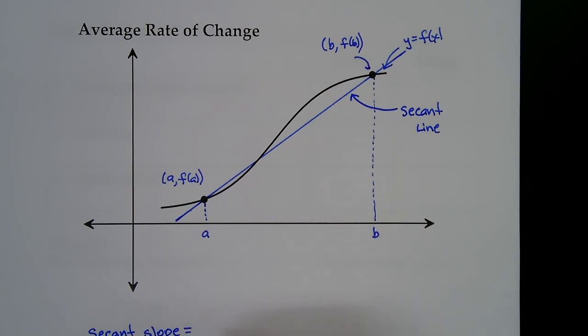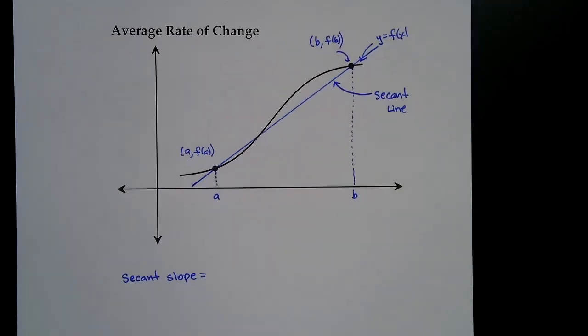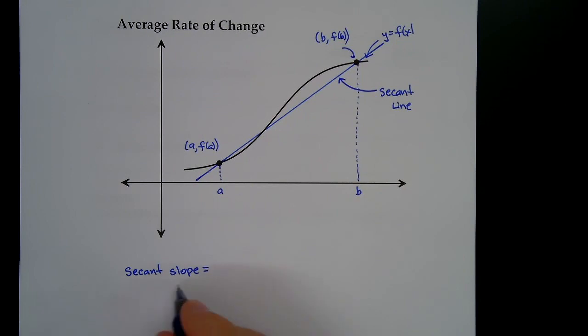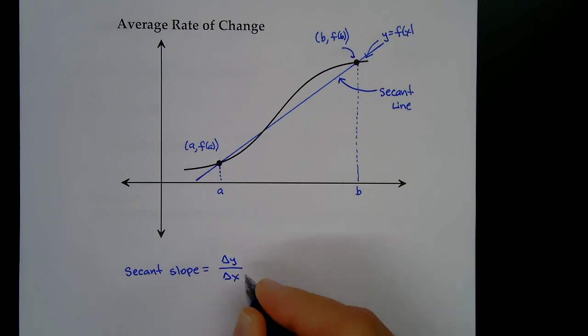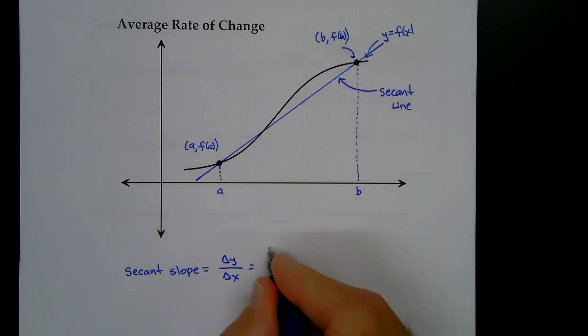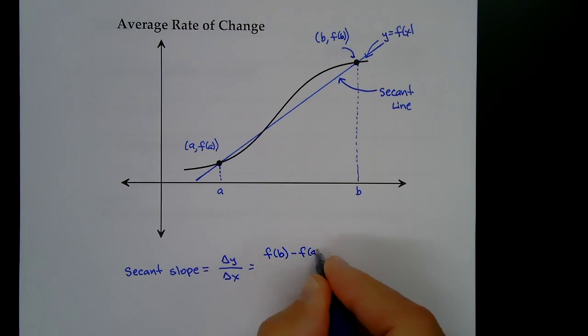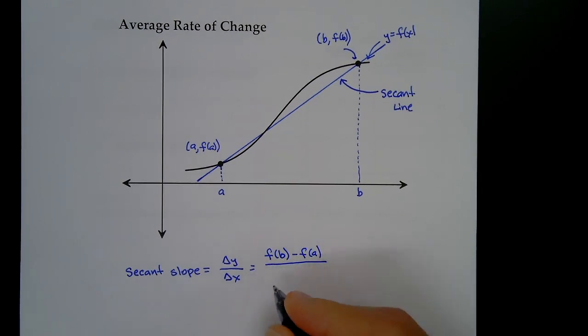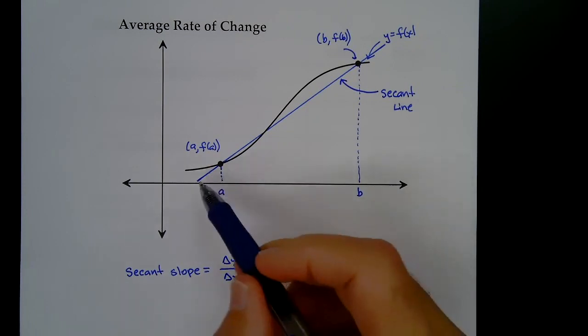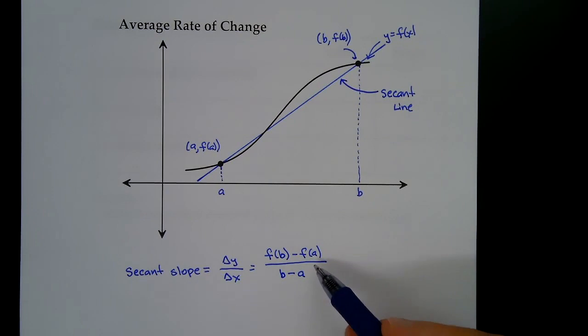which is really just from math 1. I need to slide it. Hold on, I'm going to zoom out a little bit. Okay, slide it up a little bit. So the secant slope is the change in y over the change in x. In this case, it would be f of b, because that's the one on the right, f of b minus f of a all over the change in x, which went from a to b, so that's a difference of b minus a. That's called the secant slope.